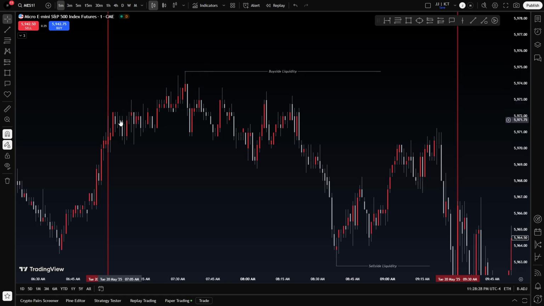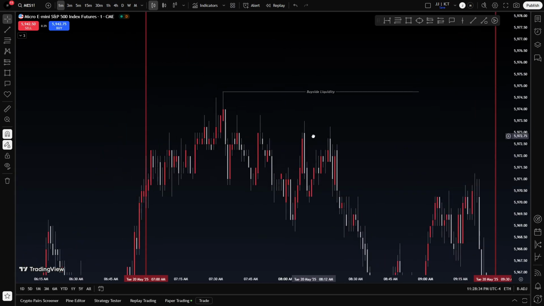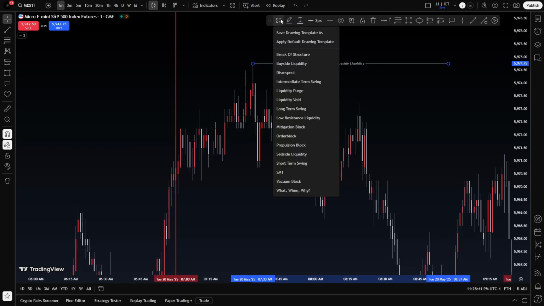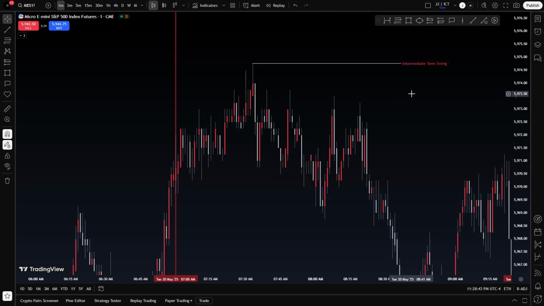Wait, hold on. So we have an intermediate term high here, right? And then price comes up. I have to analyze this real quick. Hold on. Just a second, because I got to see if this is a long-term or an intermediate term. Nope. This is an intermediate term high. It would have been a long term, but this is an intermediate term swing.